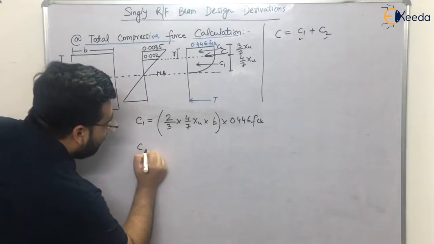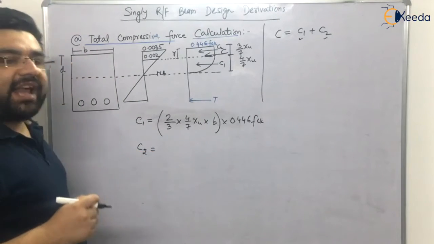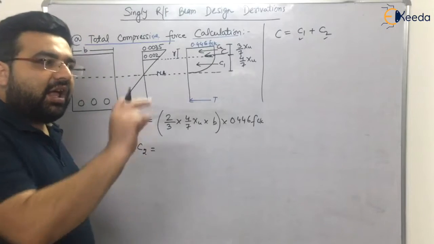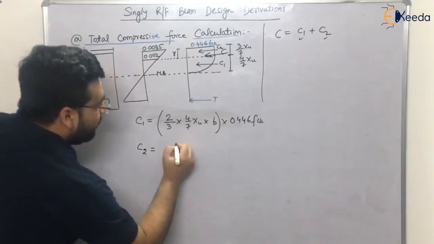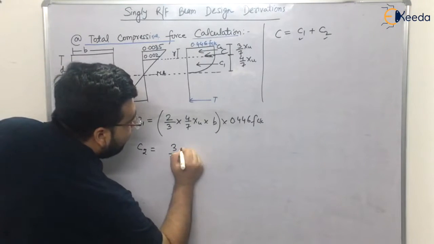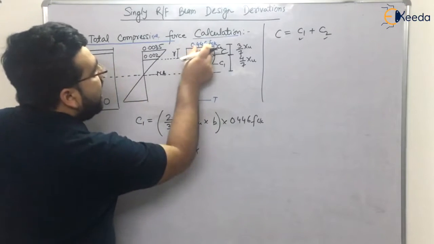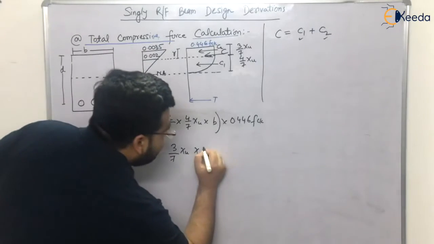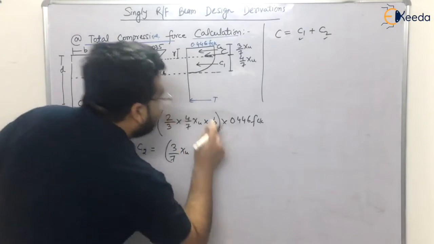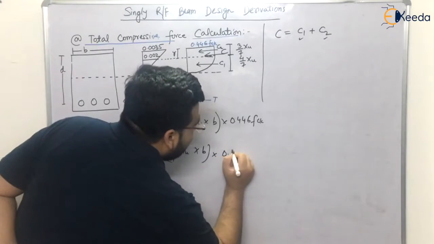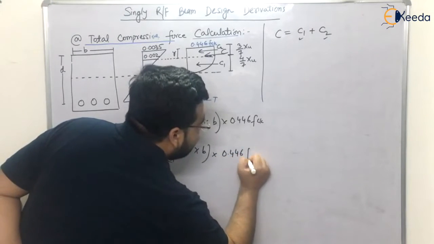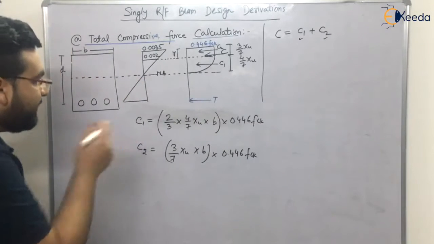Whatever it is coming, that is C1. Now for C2, first of all, the area of rectangle. How much is area of rectangle? Length into width. How much is length? So length is 3/7 XU into width. How much is width? That is B. That is the area of rectangle, into the stress, which is the same stress, 0.446 FCK. So let me add these two.